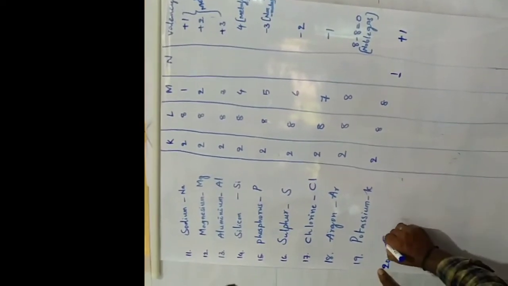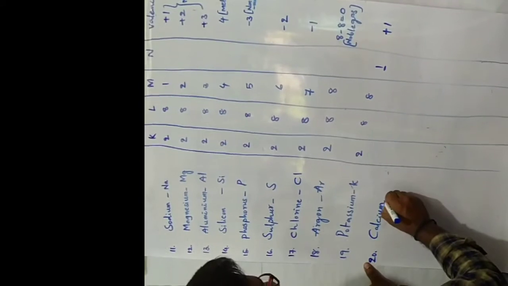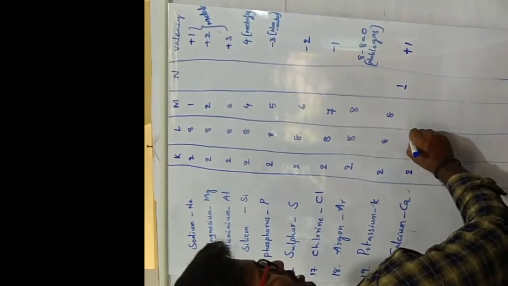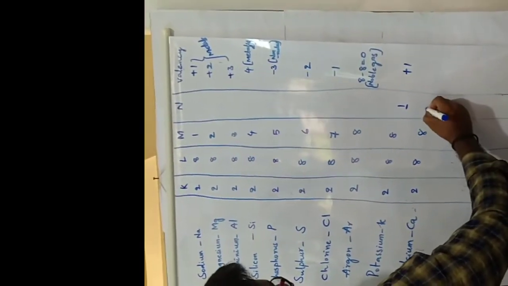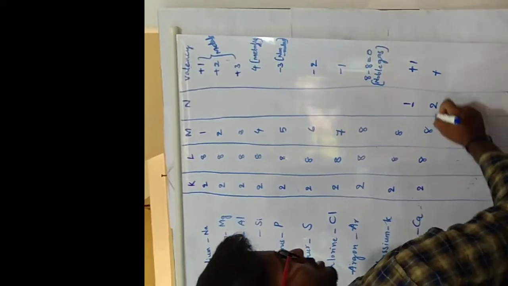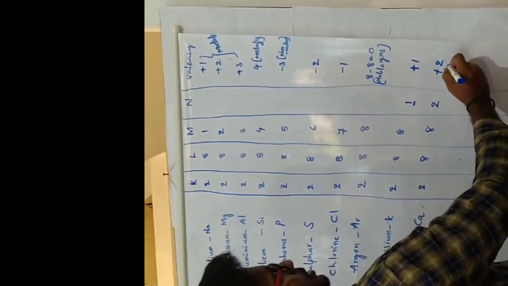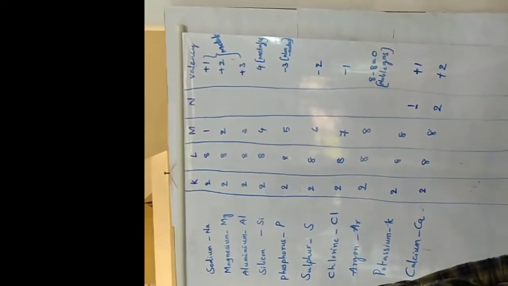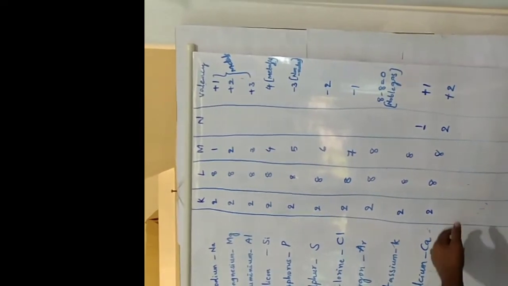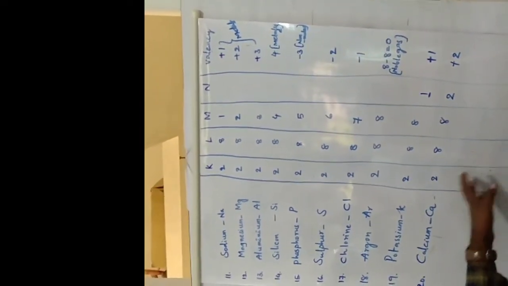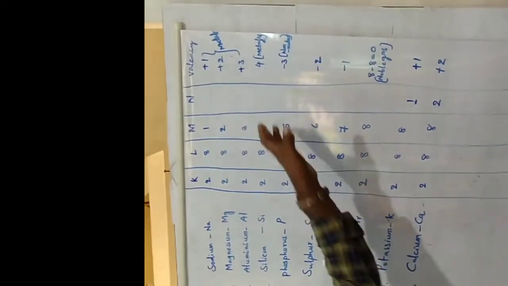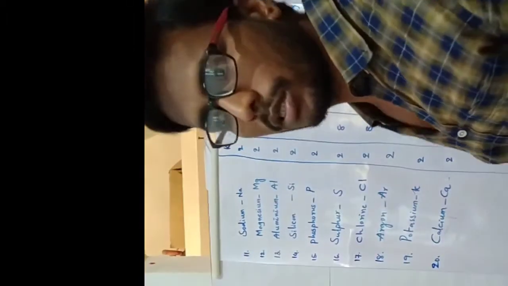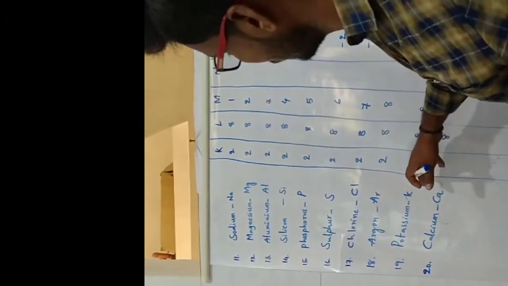And the last element, calcium. Symbol of calcium is Ca. Electronic configuration 2, 8, 8, and the remaining 2 electrons. So calcium belongs to second A group element. What are the second A group? Beryllium, magnesium, calcium, strontium, barium and radium. So these are elements 1 to 20, with their valency, symbol, and how to find the valency. So it belongs to first A group or second A group, third A. You can easily find the group of the elements.